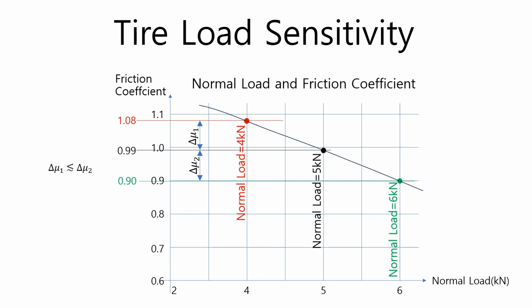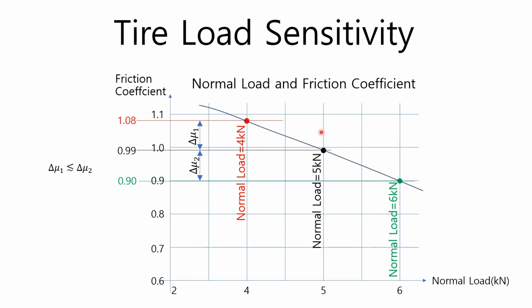By looking at the relationship between normal load and friction coefficient, we can better understand the load sensitivity of tires. First, we can see that the friction coefficient decreases as the normal load increases. Second, it can be seen that the coefficient of friction decreases almost linearly as the normal load increases, at a rate similar to the increase rate of the normal load.